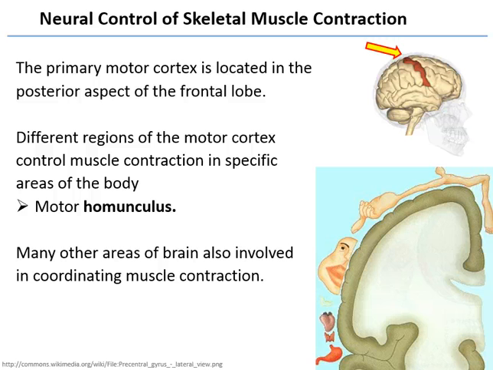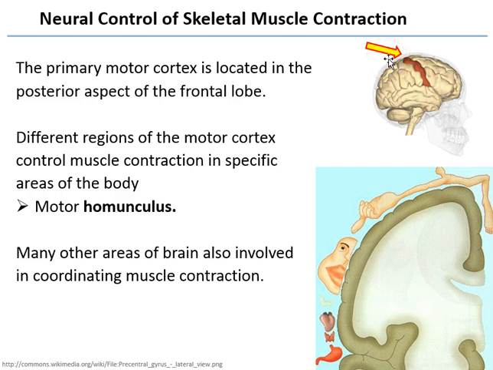Body movements are coordinated by several areas of the brain. Many of the voluntary movements are initiated by motor signals that originate from a region of the cerebral cortex associated with the posterior aspect of the frontal lobe. That's indicated here. It's called the primary motor cortex.